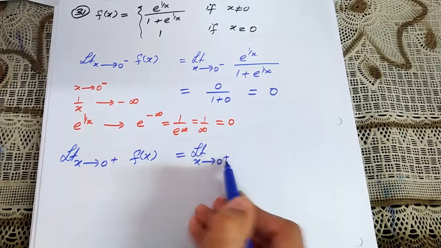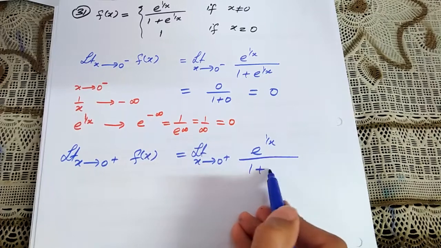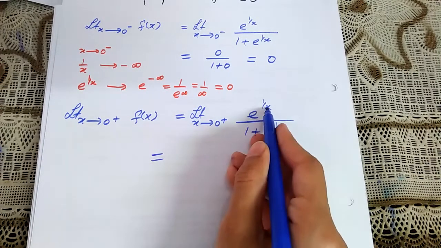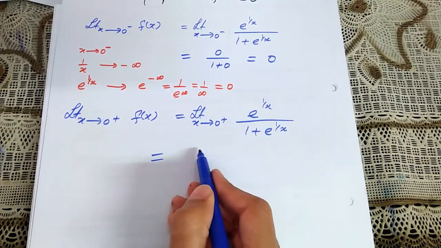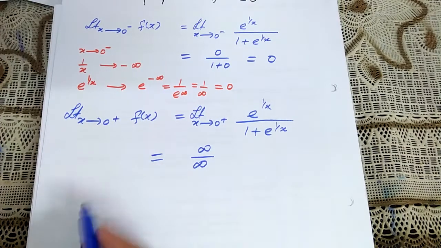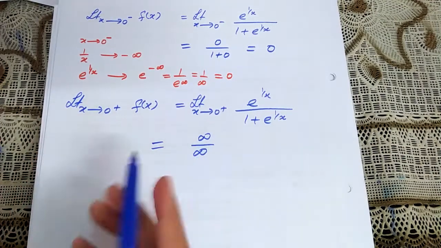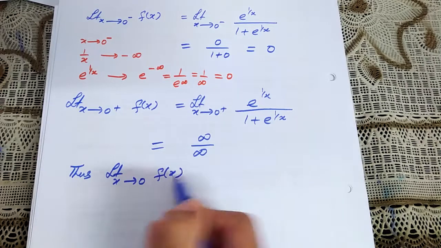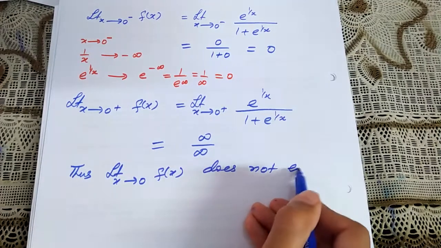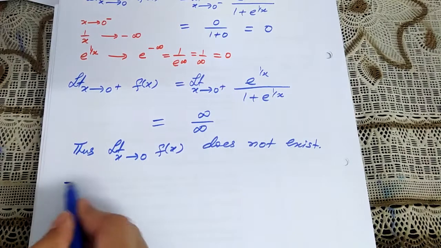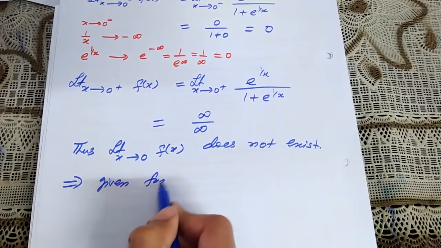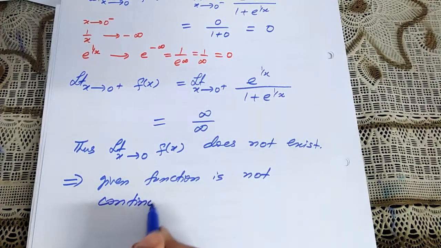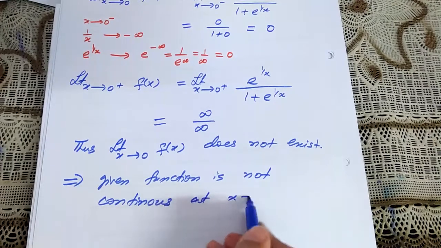Now the right side approach, limit x approaches to 0 plus f of x will be equal to limit x approaches to 0 plus e raised to power 1 over x over 1 plus e raised to power 1 over x. Now put 0 here, we'll get 1 over 0, that is infinity. So we'll get infinity over infinity form. You see your left hand limit is not equal to right hand limit. Thus limit x approaches to 0 of f of x does not exist. Since the limit does not exist, this means the given function is not continuous, or you can say the given function is discontinuous at x equals 0.